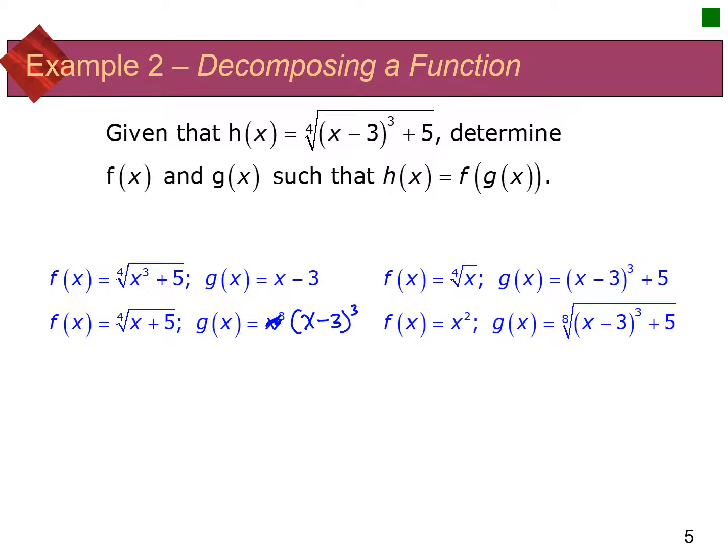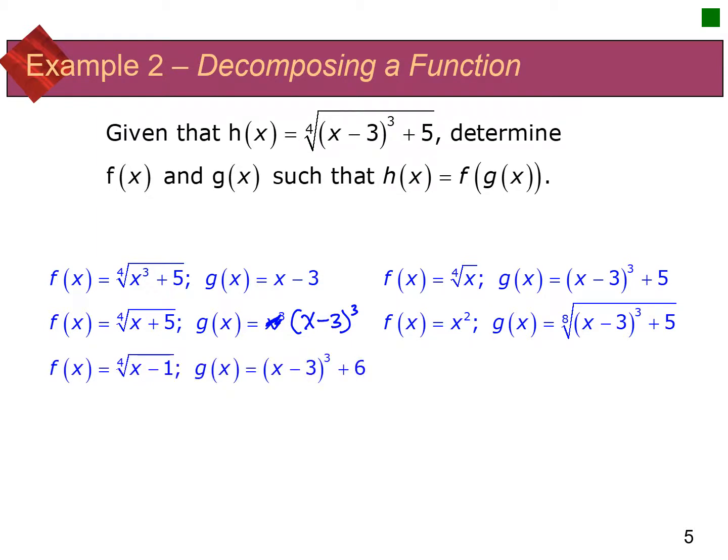Another option, if f of x equals x squared, I could say that g of x is the 8th root of x minus 3 cubed plus 5. Because all I would do in that case is be squaring an 8th root. And since we know an 8th root is the 1/8 power, multiplying that by 2 would be a 1/4 power. And a 1/4 power is, of course, the 4th root I see above.